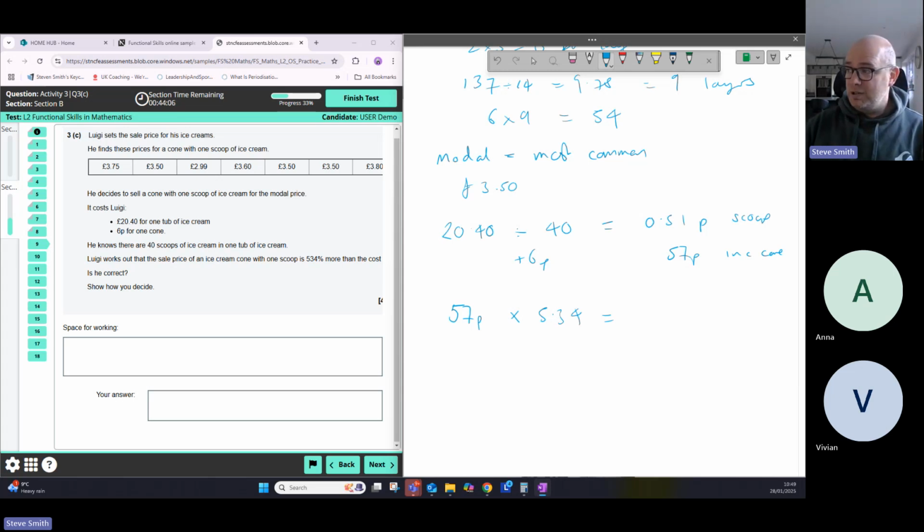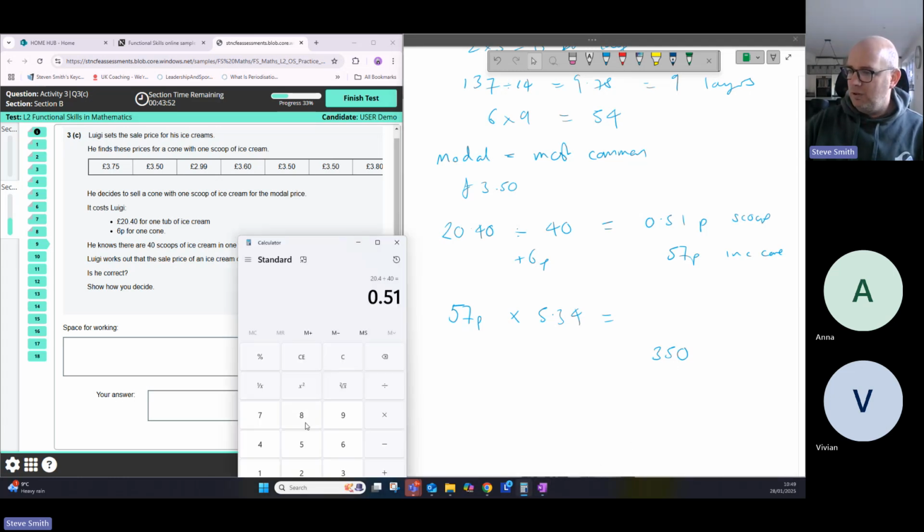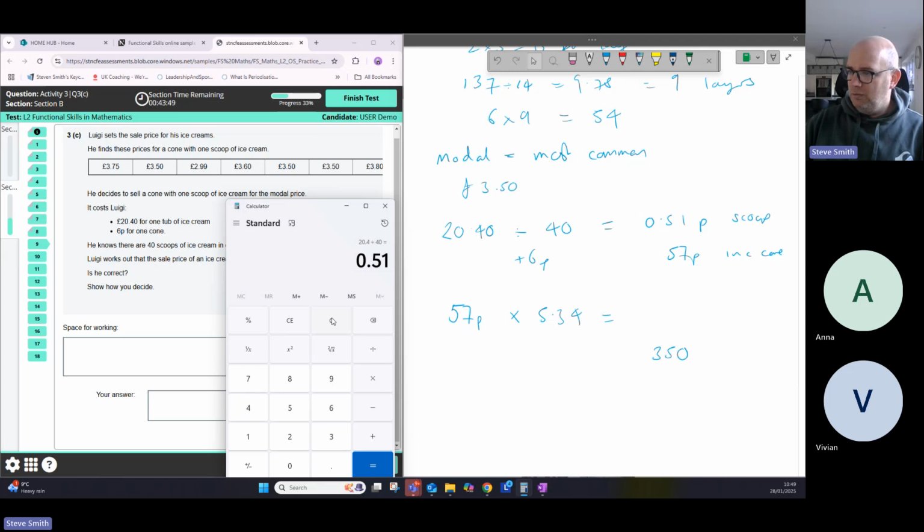So, and this is going to give us our answer in pence, don't forget. So our price up here is 350 because it's £3.50. So that's the pence we're looking for. Is it going to be more than that? So let's get our 57p in there. We added our 6p for a cone. Let's not worry about adding it. Let's just put 57p times by 534%. So 5.34 equals 304.38. Let's go back out.